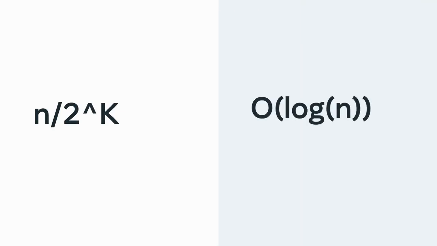If this iteration is not successful, it is halved again. Then after the third division, it is halved again, and so on. Therefore, it can be said that after k iterations, it is n over 2 to the power of k, or in other words, O(log n). This is considerably more efficient than a linear approach.